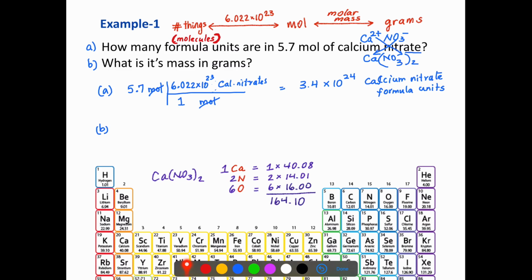So we can calculate its molar mass. You have 1 calcium, so 1 times calcium's molar mass. We have 2 nitrogens. Remember, (NO3)2 means you have 2 nitrates. So you have 2 nitrates.